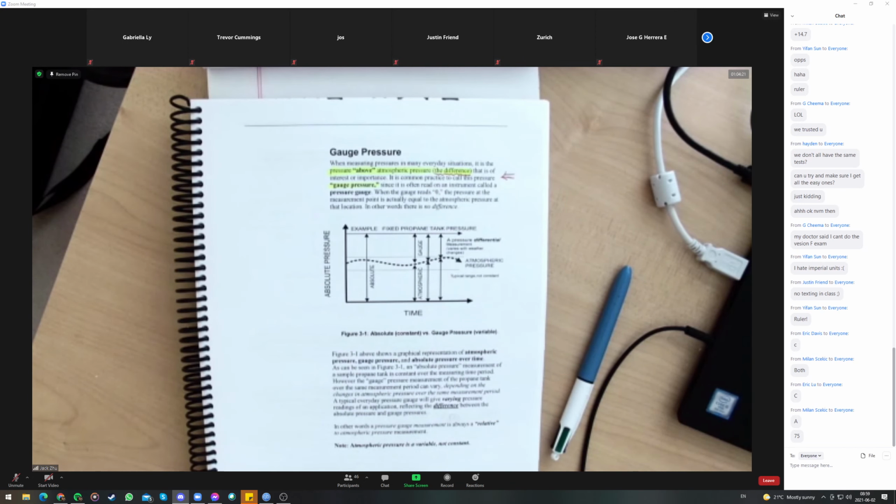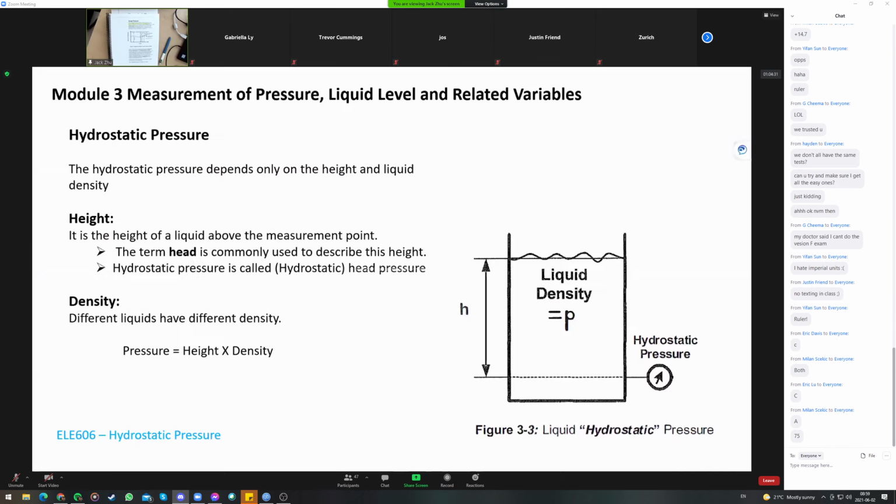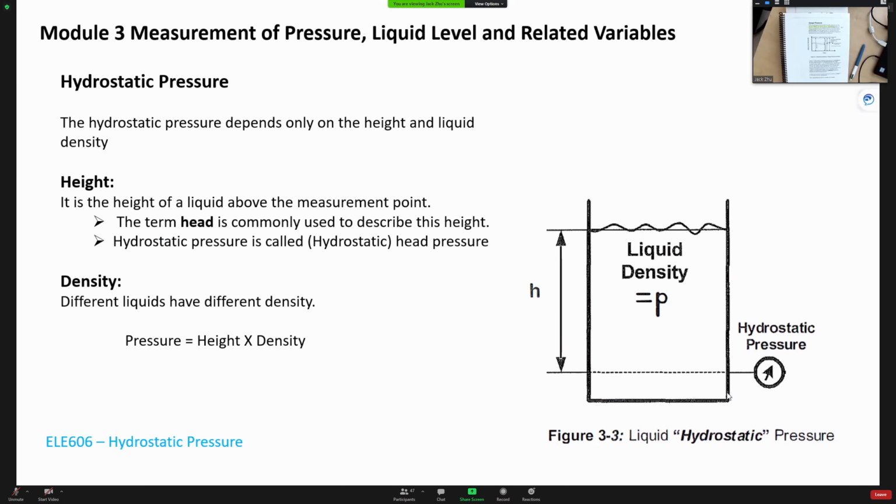So that's a small program to show you some basic things about hydrostatic pressure.